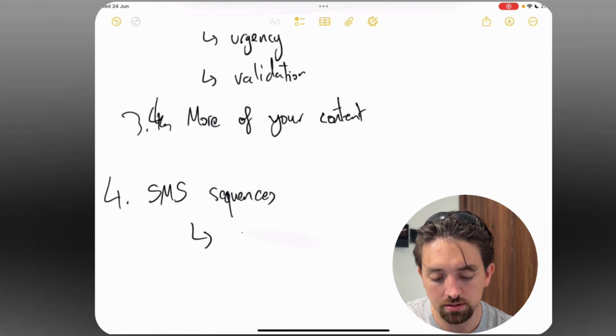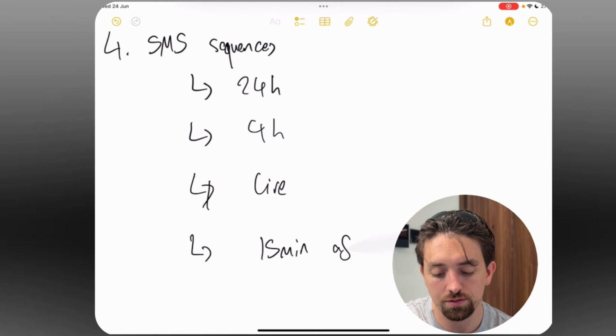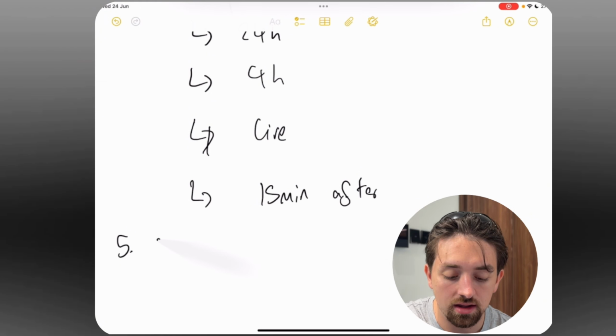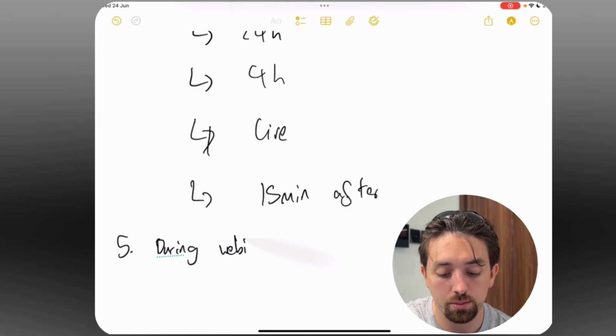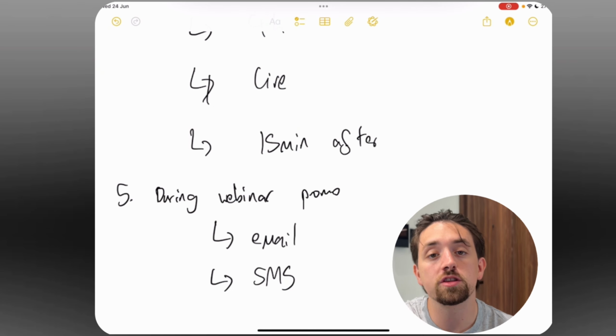You just want to send this, let's say, 24 hours before, 4 hours before going live, and then even 15 minutes after you've started. Which brings me to my final point for show-up rates, which is sending, I don't even know what we would call this mechanism, I need to come up with a better name for it. During-webinar promo, let's call it, which is basically sending an email and SMS after the webinar has started.